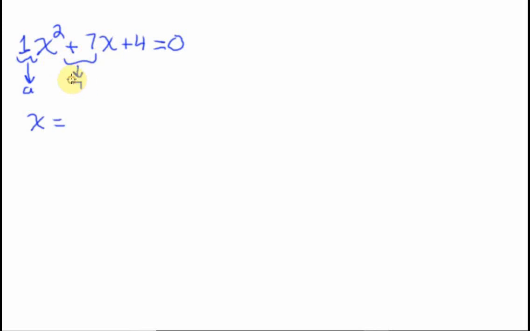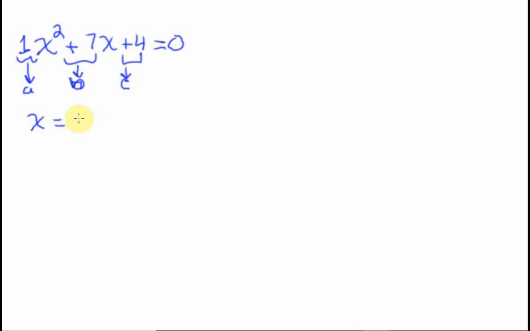Let's see, how about this one? X squared plus 7x plus 4 equals 0. I won't give you the formula this time, we'll jump right into using it. So now there's no number out front for our a, but what's understood to be there is a 1, right? And our b is positive 7. And our c is positive 4.